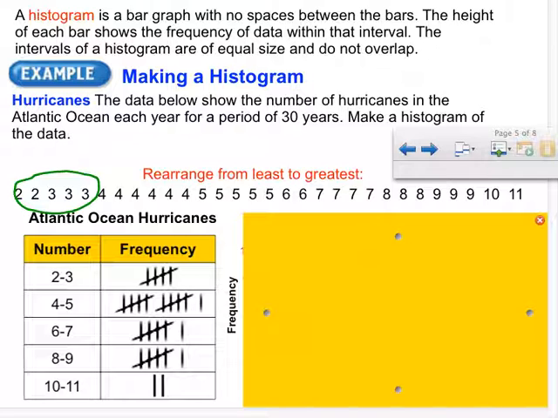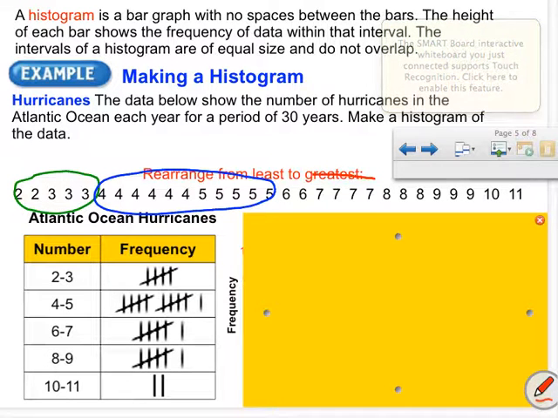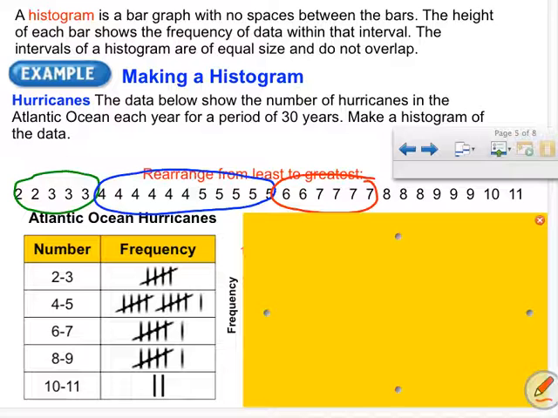Okay, and then do you see for the interval of 4 through 5, do you see what's happening there? So what's the frequency of 4 and 5 put together? 11. So if you take a look here, it's 11, okay? And then the next interval would include 6 and 7. How many do we see for 6 and 7? 6. Okay, and then we have 8 and 9, right? Which is 6 again. And then we have 10 and 11, which is just 2. Okay? Does that make sense?